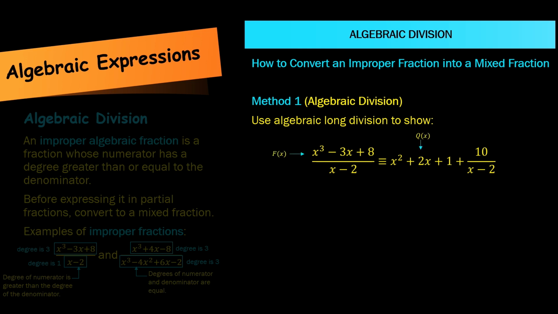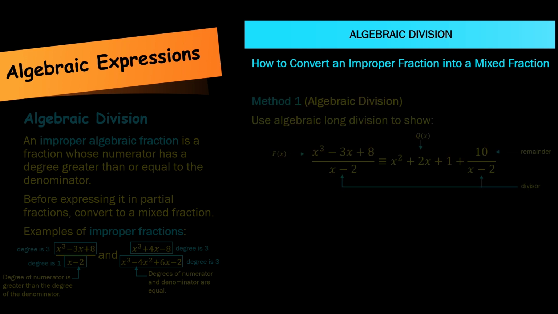Here's our function. Here's what we refer to as q of x, the quotient. 10 in this example is the remainder, and x minus 2 is the divisor.